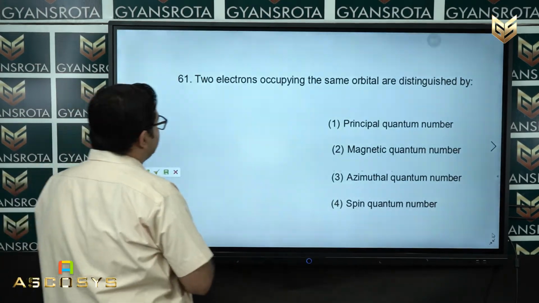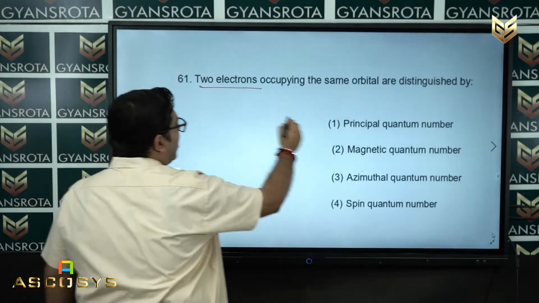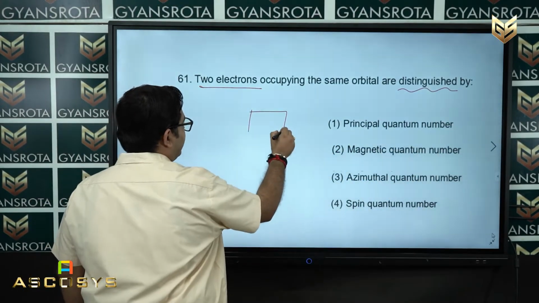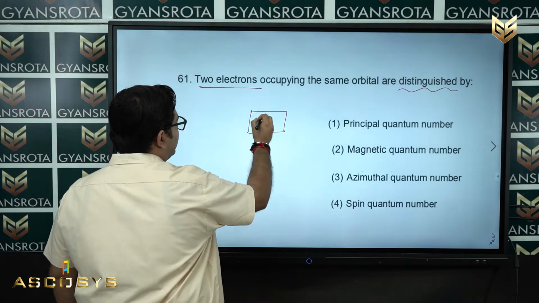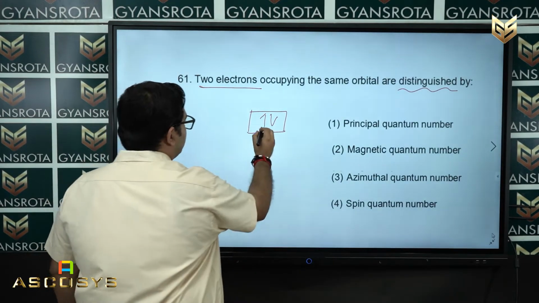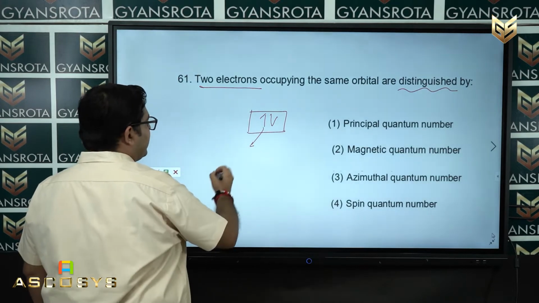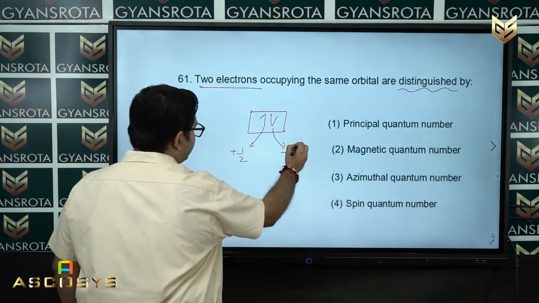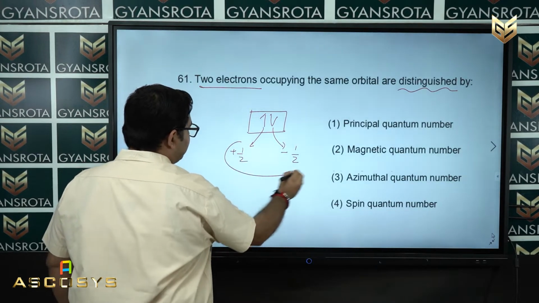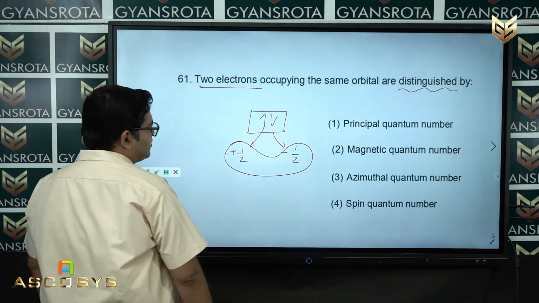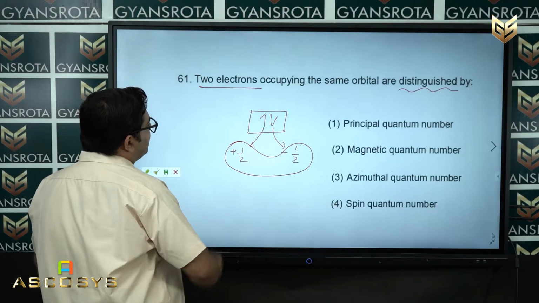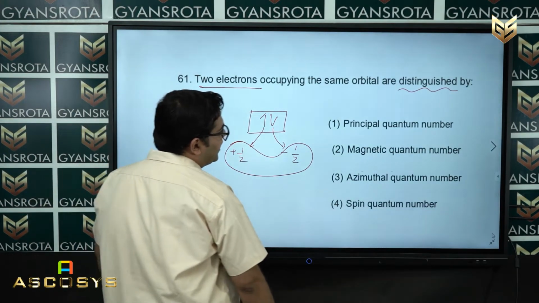So, if you see, they asked how you can distinguish two electrons, right. If I say this is my orbital and two electrons are occupying it, then for one the spin quantum number will be plus half, and for the other it will be minus half. So this plus half and minus half is nothing but your spin quantum number. So the spin quantum number will help you to distinguish these two electrons.